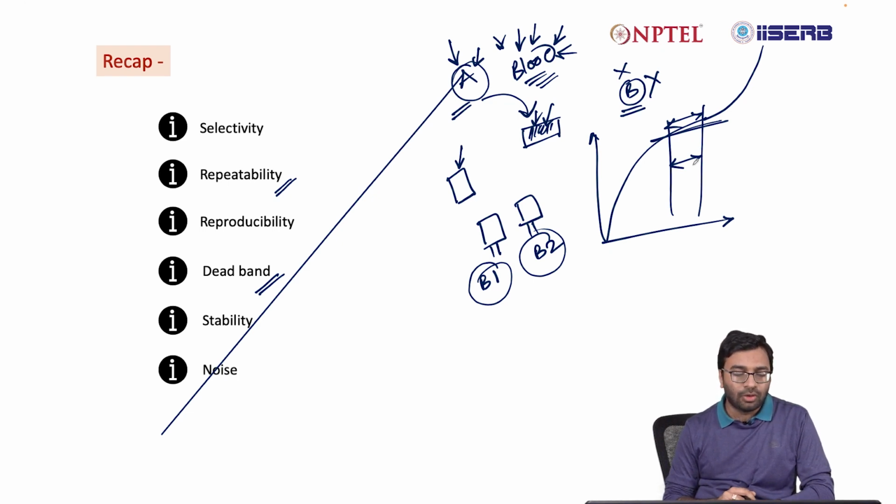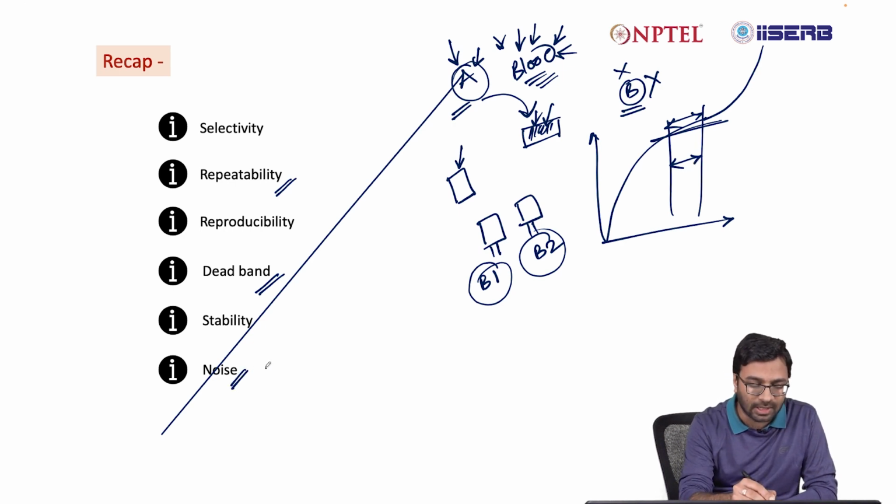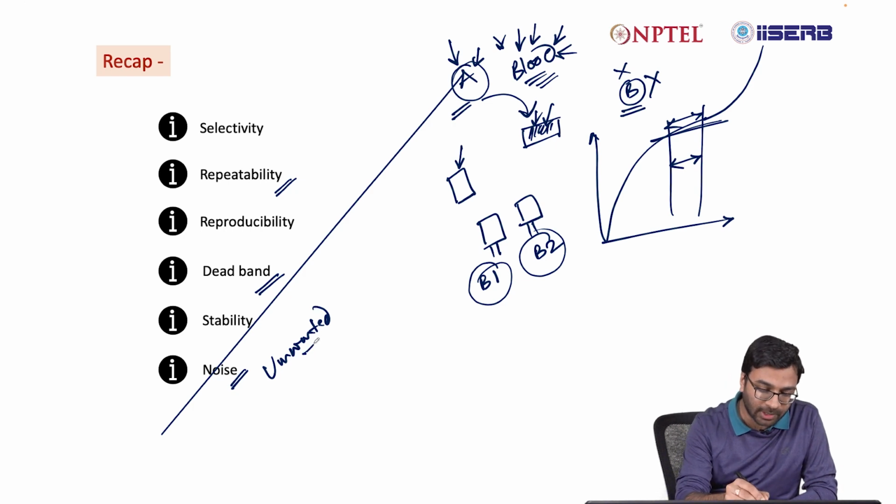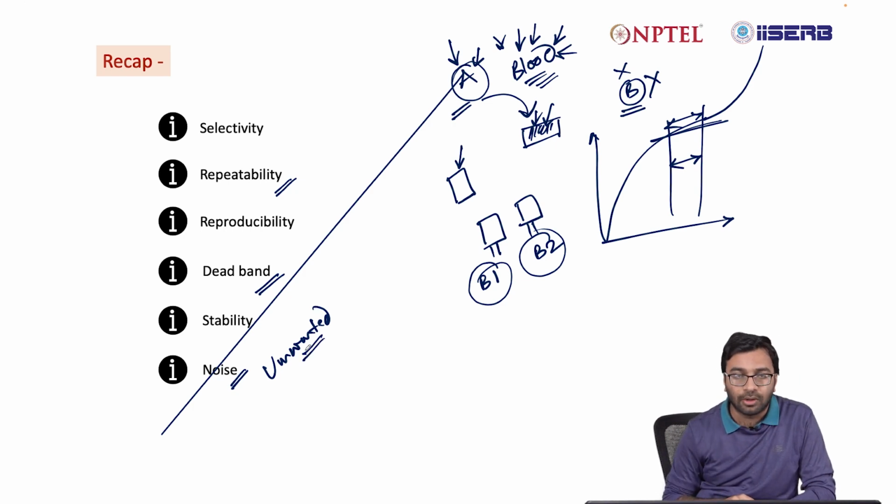Then we also have seen noise. Noise is something that we have said is an unwanted signal present in your sensor output. However, there are various types of noises. In almost all sensor outputs, you may get noise to some extent, but you have to take care of that noise so that it doesn't degrade your output from the sensor.